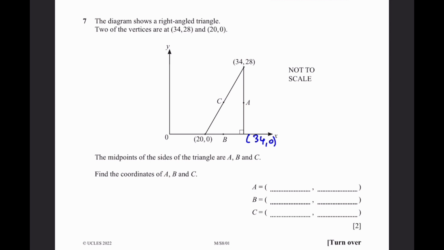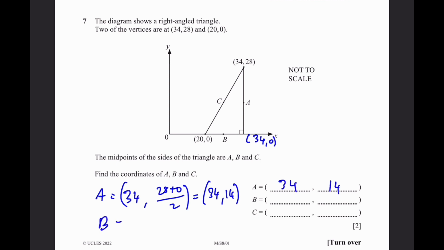Now we can find the midpoints. A is equal to 34, that's the x value for any point in between this, and comma 28 plus 0 divided by 2. That's equal to 34, 14, because of the midpoint. Now using the same method, B will be 20 plus 34 by 2, 0, and that will be 27, 0.